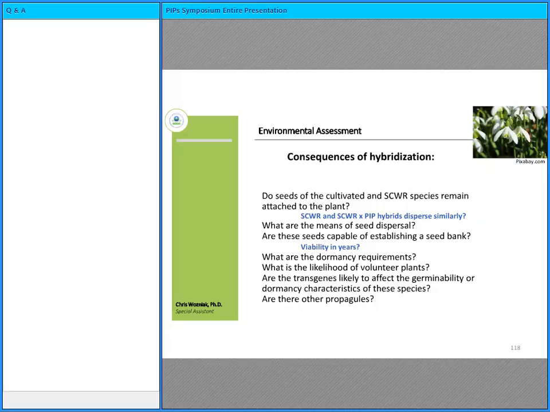So one question we would have is, do the seeds still disperse the same between the original wild relative and the hybrid with the PIP transgene? Has there been any change? Does the rachis or the inflorescence shatter and scatter the seed? Dormancy issues, of course, and the ability to volunteer in the following season, particularly if they can form the basis for a self-sustaining population, are all real considerations that need to be taken into account when doing a risk assessment.